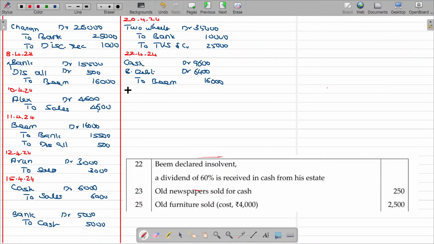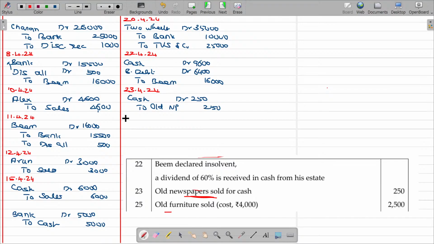23rd April 24. Old newspaper sold for cash. What is the journal entry? You are getting cash. Am I right? So cash account debit to old newspaper. Old newspaper, okay. 250 rupees.